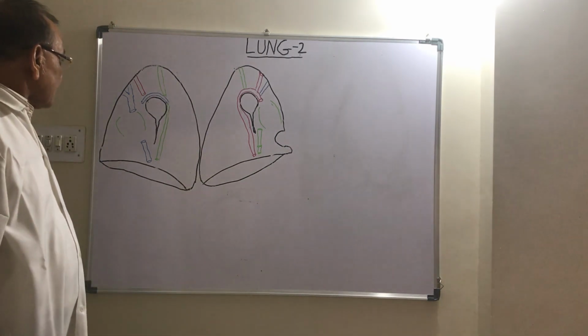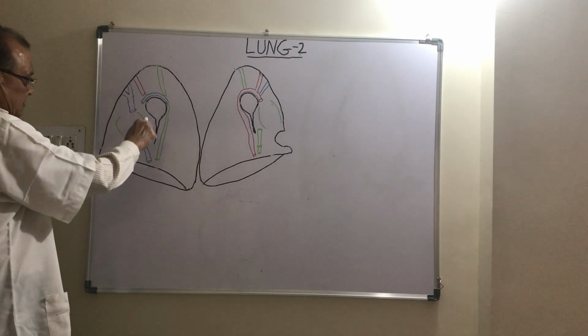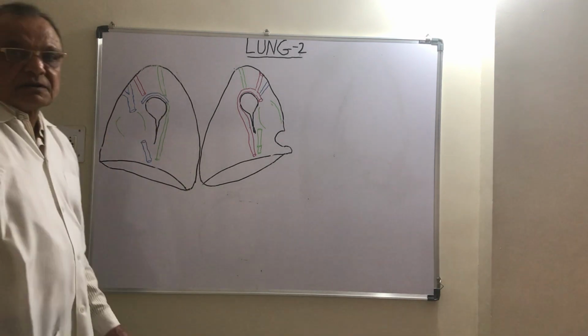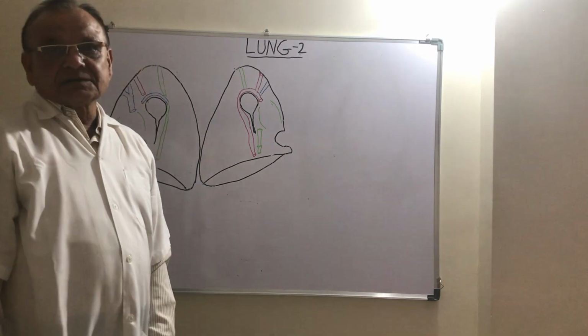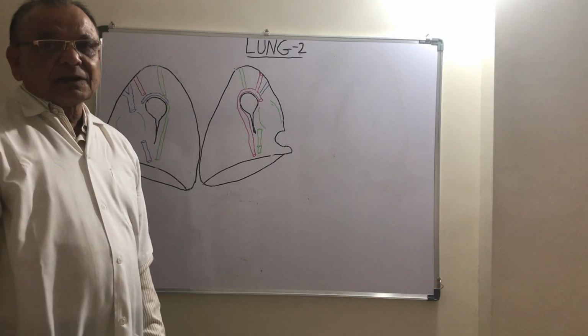Again, below and in front of the hilus, there is a large depression. It is called the cardiac impression. It is related to the right atrium and part of the right ventricle.